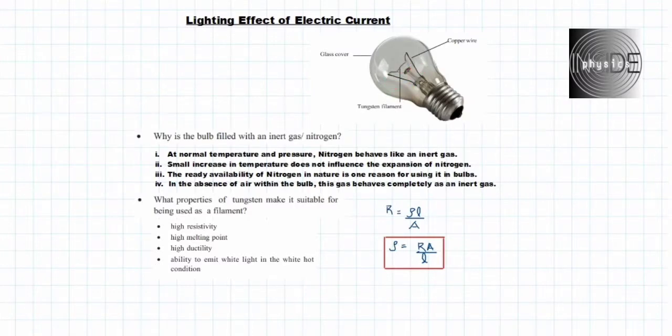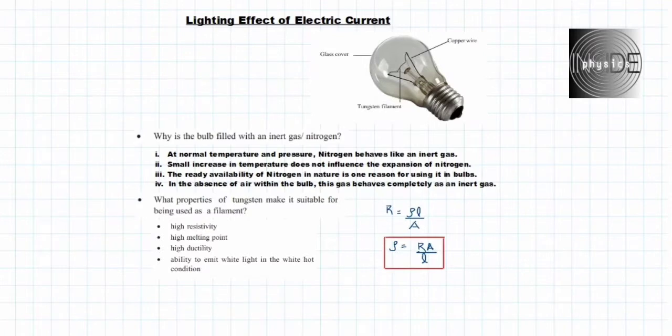The third point, the ready availability of nitrogen in nature, is one of the reasons for using it in bulbs. We know that nitrogen is plentiful in nature. In the absence of air within the bulb, this gas behaves completely as an inert gas. We have seen that the glass cover is around the bulb. So the bulb is evacuated, there is no air, and at low pressure the nitrogen inside this bulb behaves as an inert gas. So this is the reason why the bulb is filled with an inert gas.